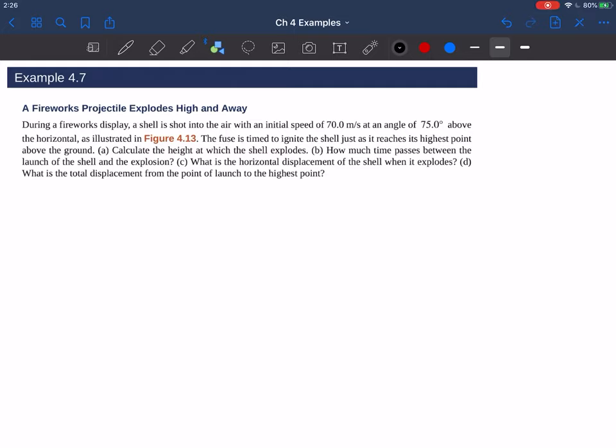Okay, so I'll start by defining a coordinate system. We're launching something from the ground. I'm just going to draw our typical XY coordinate system. And let's just say from the origin, we're launching a projectile with some initial velocity. So this is what I'll call V0, our initial velocity. And so that's our picture of what's going on in this problem.